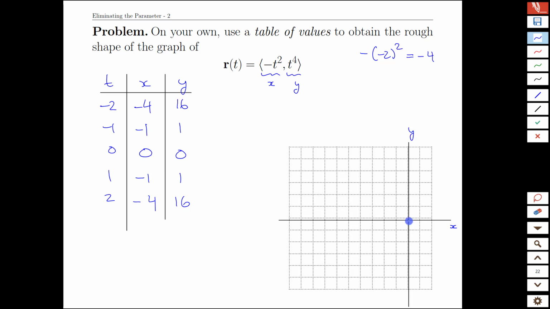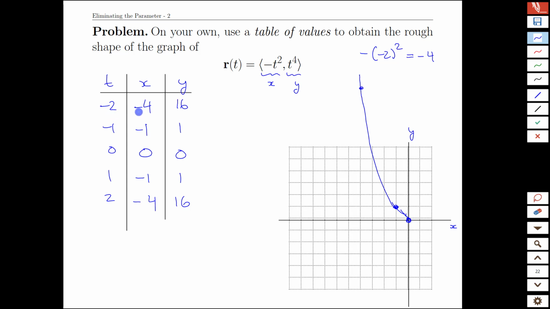We definitely go through the point 0, 0. We go through the point negative 1, 1. The point, actually we get that point twice, interestingly. And then negative 4, 16. All right, so we'll sketch it out like so. And what we get is some kind of curve like this.